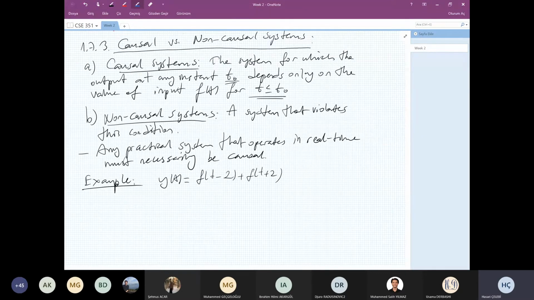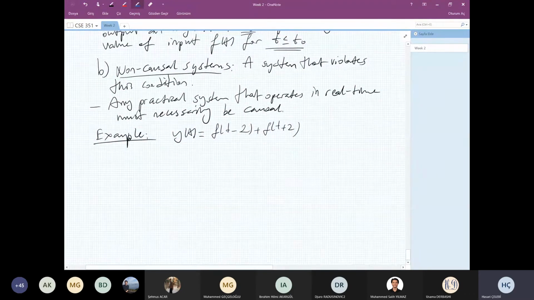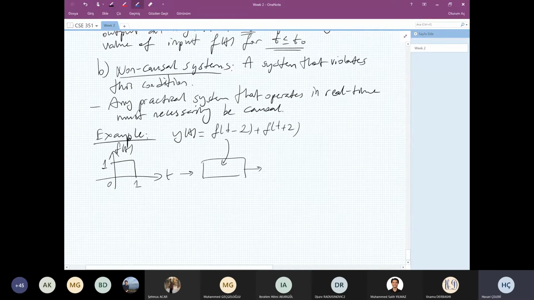Let me give you an example. Let's analyze this system together. In this case, assume that my input is a square signal from 0 to 1 in duration, and the amplitude is equal to 1. This is my f of t. And I apply it to this system, and according to this equation, what is the output signal going to look like?